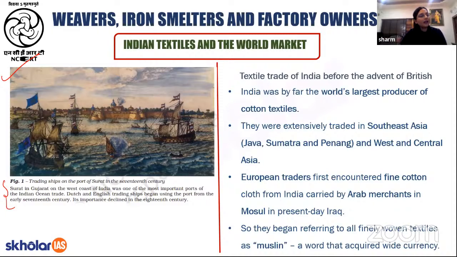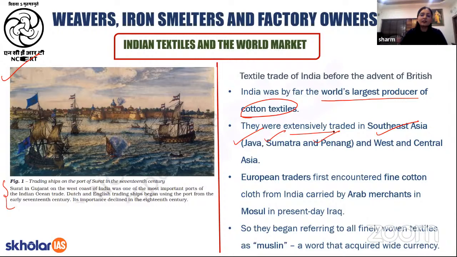Now students, first we are going to talk about the Indian textiles, how the Indian textiles were, what was their condition before the advent of European trading companies in our country, particularly the British. Now students, you must know that India by far was the world's largest producer of cotton textiles. Cotton textiles के लिए हम बहुत ज़्यादा famous थे. और कौन सी जगह हमारी कॉटन टेक्सटाइल्स ट्रेड होती थी? They were extensively traded in South East Asia, particularly in areas of Java, Sumatra and Penang.